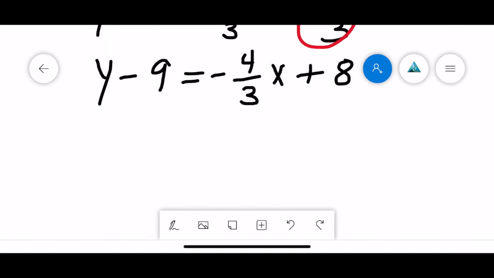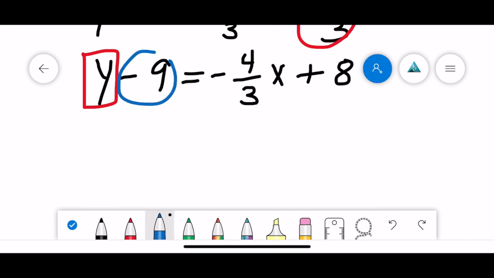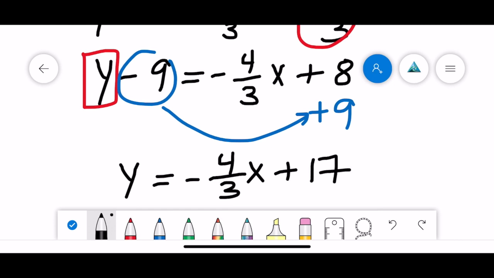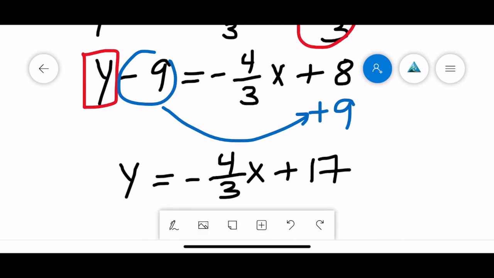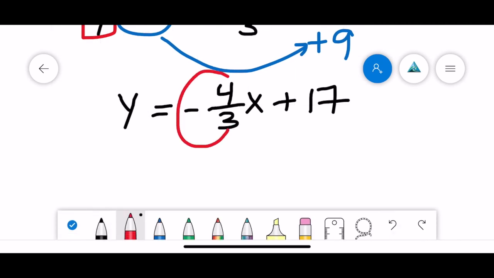Because the question asked us to write the equation in slope-intercept form, it means we need to get y by itself. To get it by itself, I will take positive 9 and add it to this side. So here's my final answer. Y equals negative 4/3 x plus 17. In this equation, negative 4/3 x is your slope because it's right by the x, and 17 is your y-intercept.